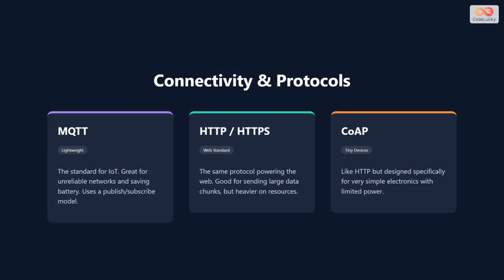A major part of any IoT SDK is protocol support. They handle the communication standards for you. Common protocols include MQTT, which is lightweight and perfect for sensors, HTTP, which is the standard web protocol, and CoAP, designed for very low-power devices. The SDK manages the complex handshakes required for these connections.